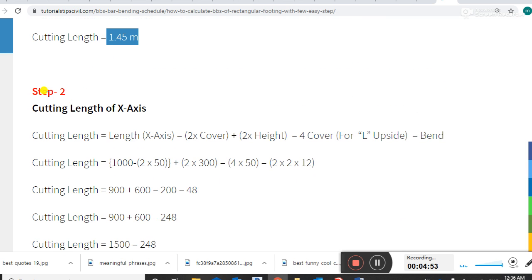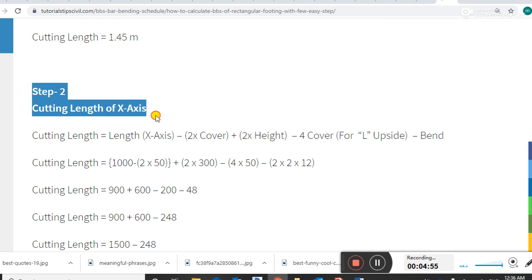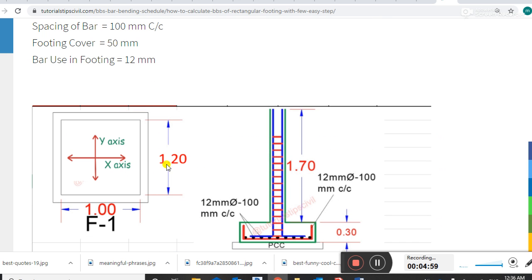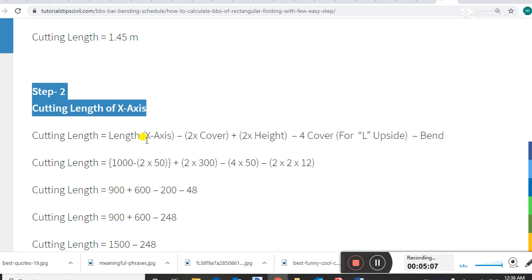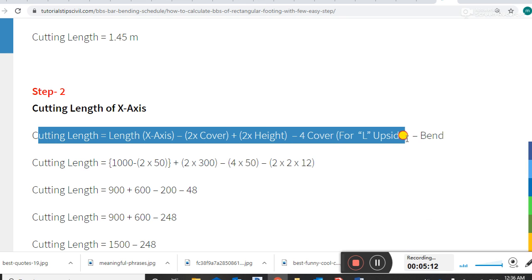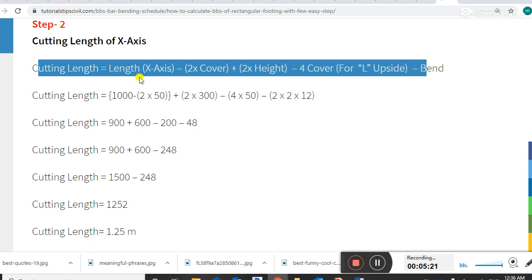Guys, step number 2, cutting length in the x direction. We calculated 1.45, and now we want to calculate this in the x direction. Cutting length is equal to length in x-axis minus 2 times cover plus 2 times height minus 4 cover minus bend. We just put all values in the formula for calculation.